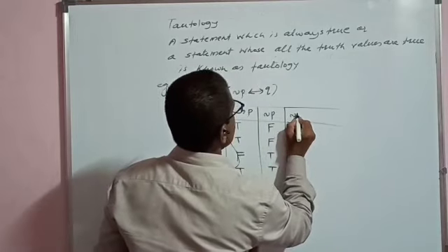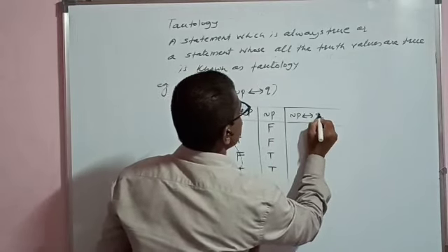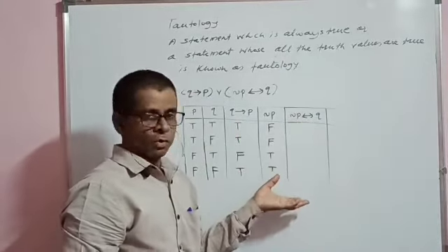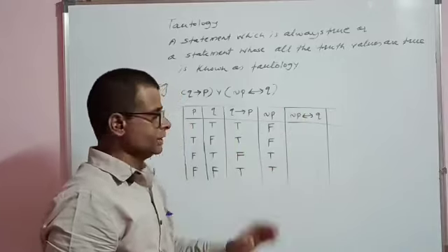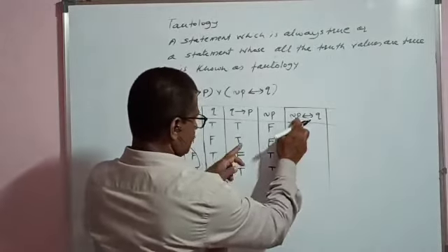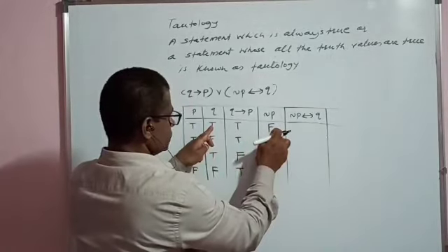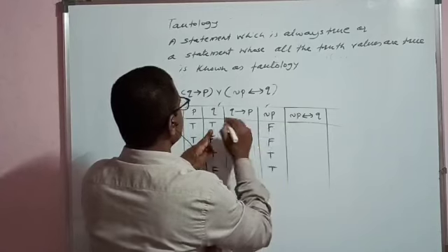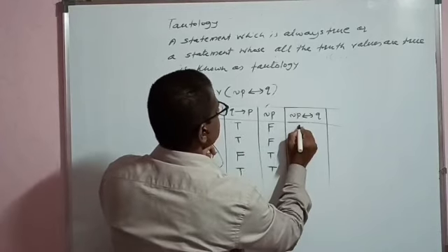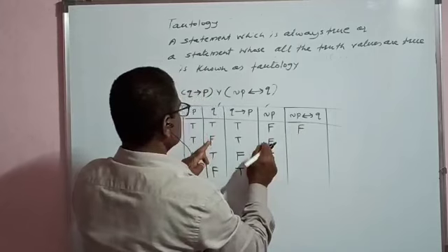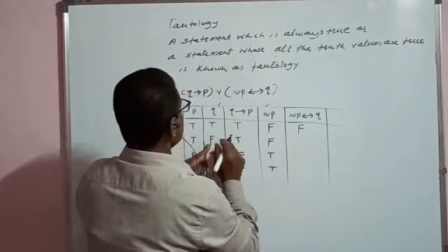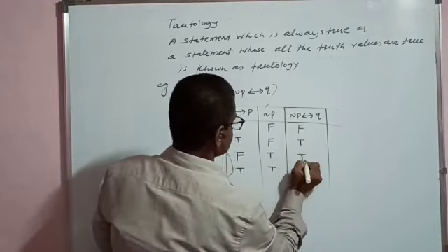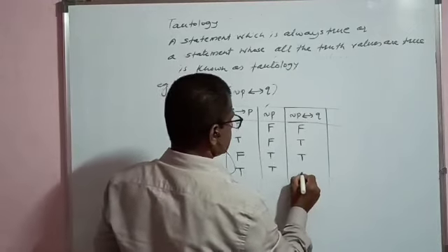Say negation of P, biconditional Q. The biconditional is true only when both are true or both are false, and in all other cases it is false. So this is negation of P, biconditional Q. You have to take the biconditional between these two statements. So F,T it is F; F,F, it is T; T,T, it is T; and T,F is what?